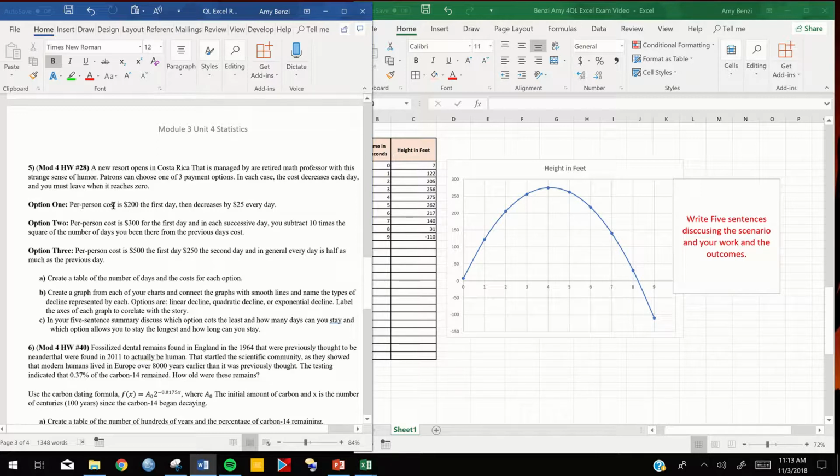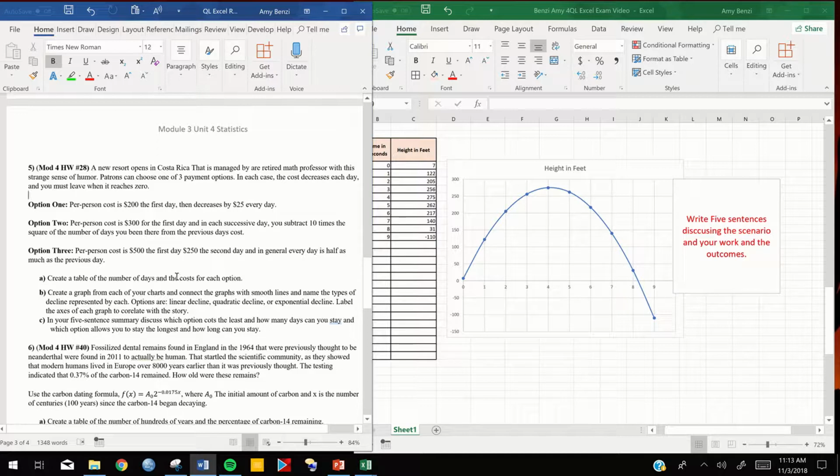So here for the first option, he charges $25 for the first day, and then it decreases by $25 every day that you stay. The second option is that it's $300 for the first day, and then each day after, you subtract 10 times the square of the number of days you've been there from the previous day's cost. And then for option 3, we have $500 for the first day, $250 the second day, and then in general it just keeps decreasing in half as each day goes on.